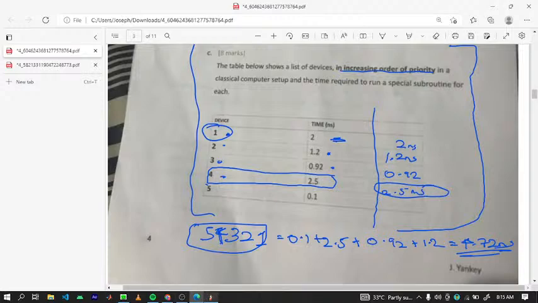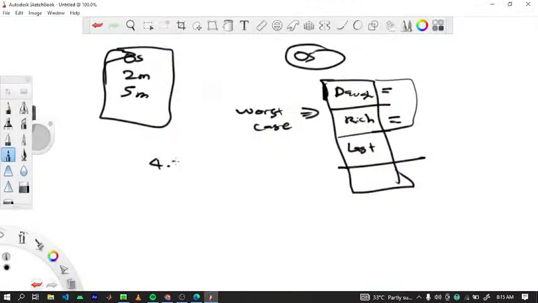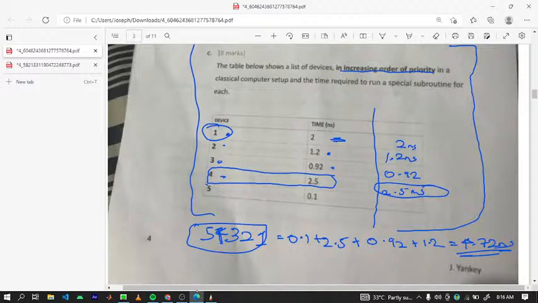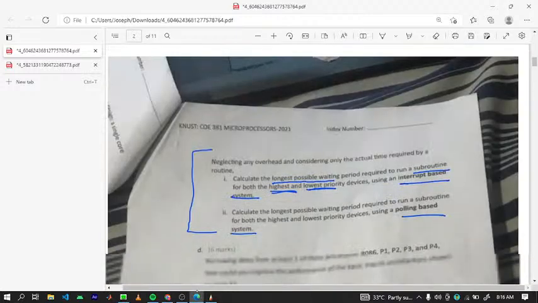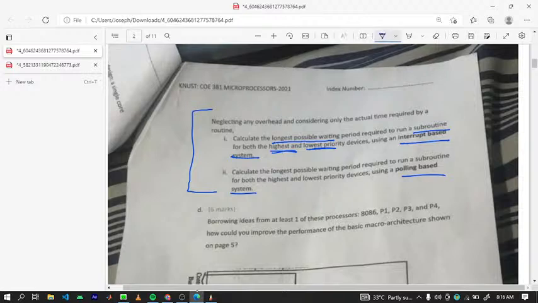Yes, we calculated 4.72 as the worst time it will take for the lowest priority device in an interrupt-based system to be served. Right? And it asks you again, what is the longest possible waiting period? There's a reason why I've been doing the best waiting period or the shortest waiting period and then the longest. If the question asks you to calculate the shortest waiting period, you already know what to do because we already talked about it. And please, I'm very sorry if I seem to be speaking fast.